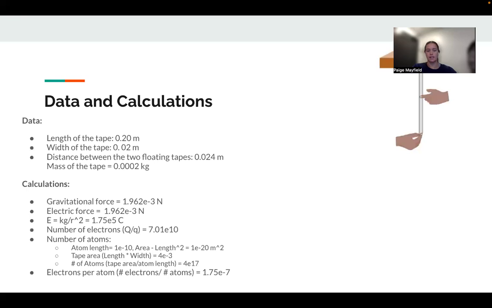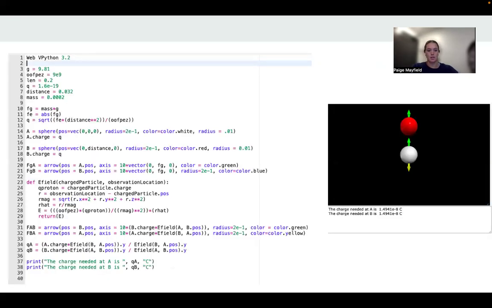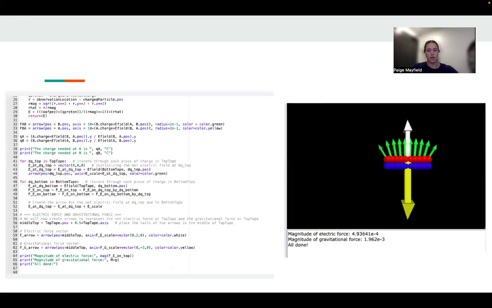So here are our calculations. We have the length of the tape, the width of the tape, the distance between the two floating tapes, and the mass. And then we calculated the gravitational force to be this, and our electric force. And then E was equal to 1.75 e to the 5, and our number of electrons, number of atoms, and electrons per atom. Here is our code for this model, and then this one.